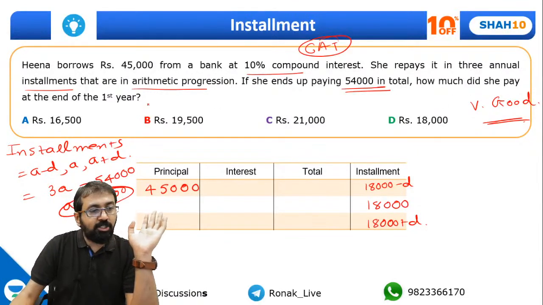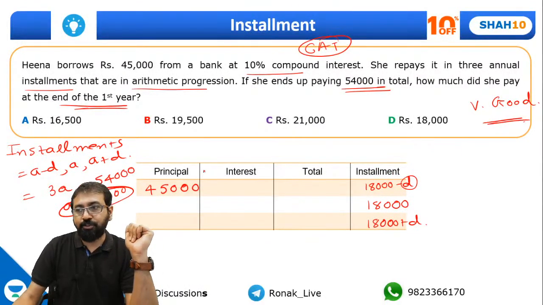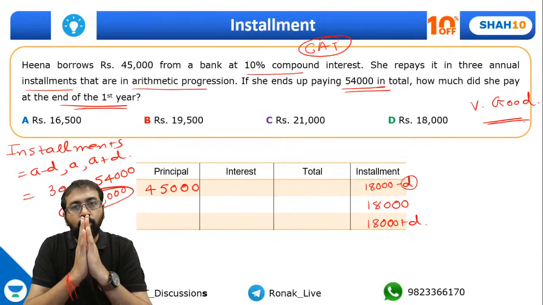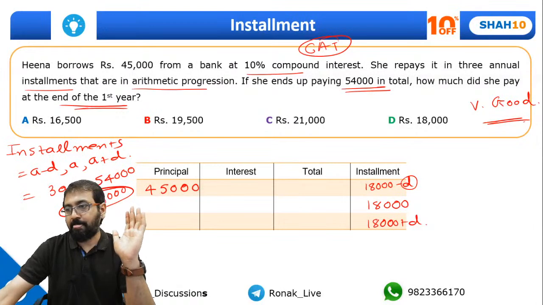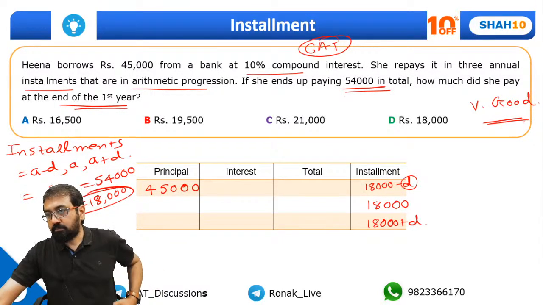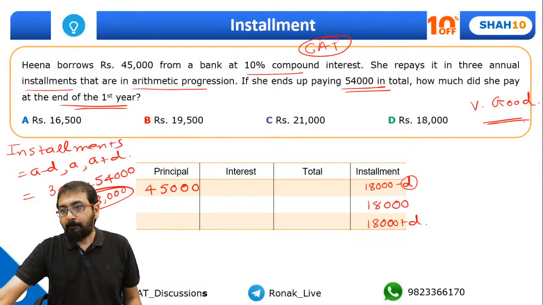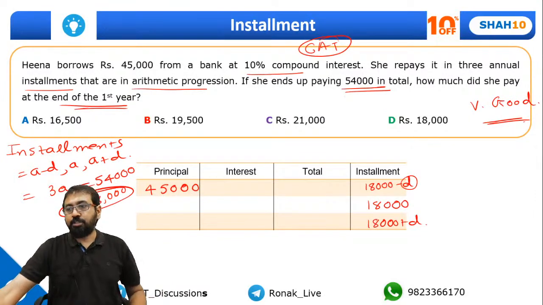So how much did she pay at the end of the first year? Basically, if we find out this D, we will get the installment value for the first year. Right, guys? Are you all with me? Are you all able to understand these points? Everyone? If you have any confusion, please let me know.